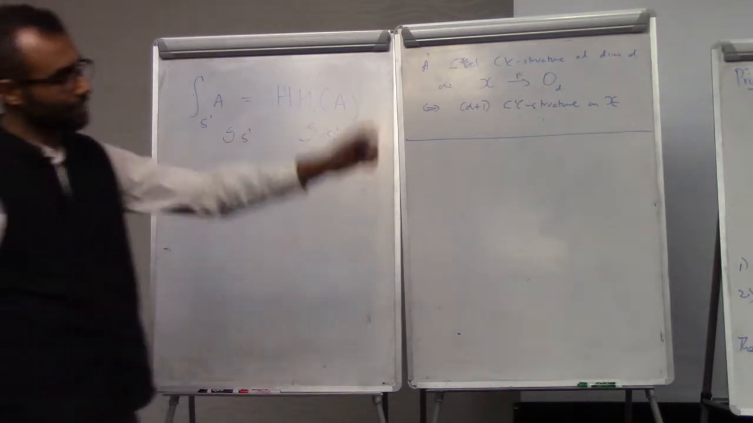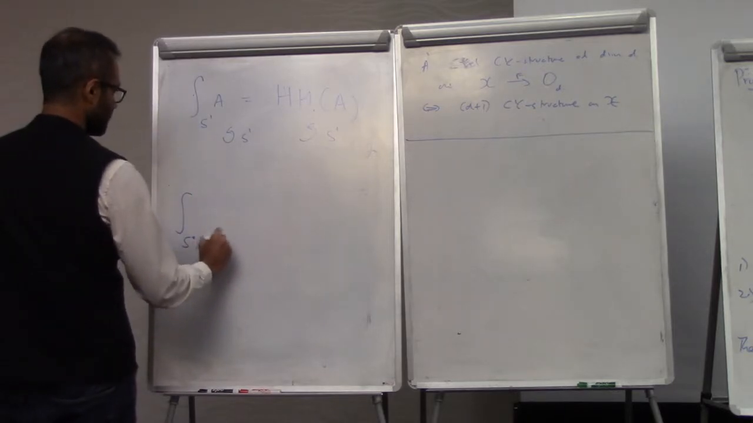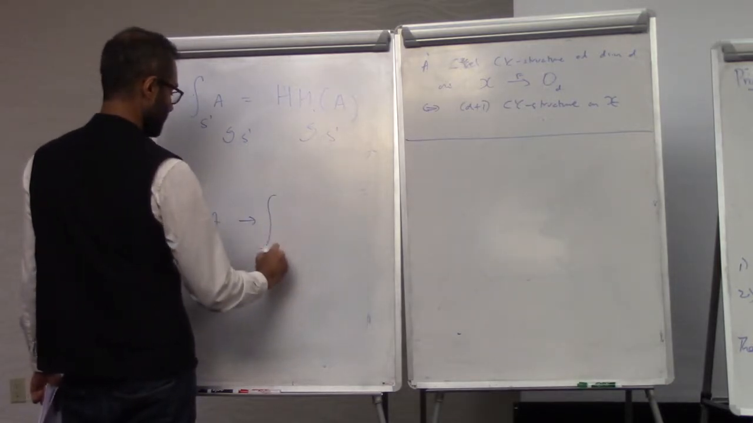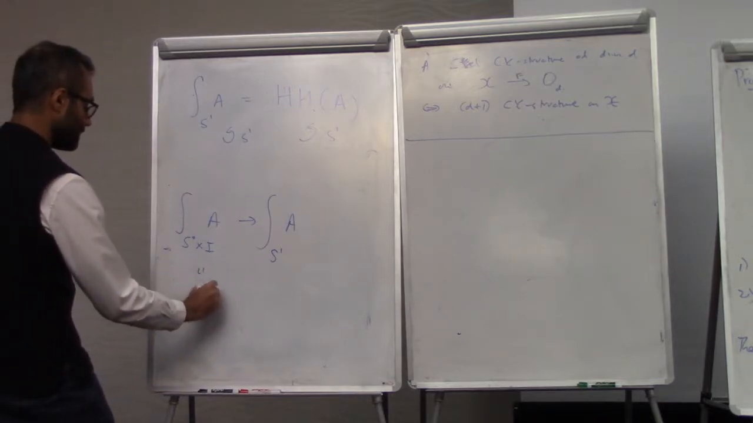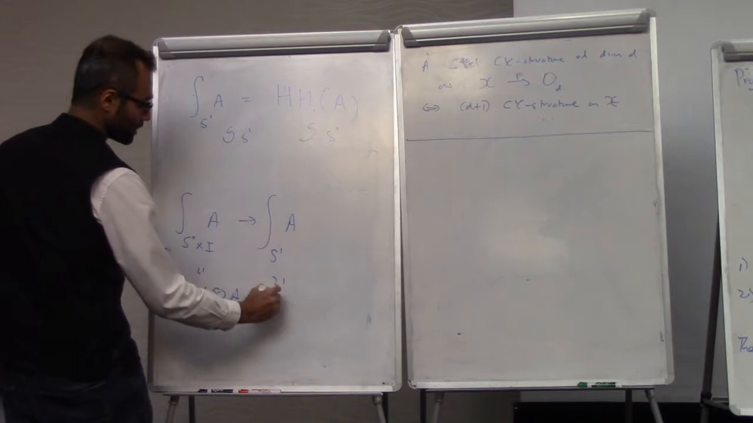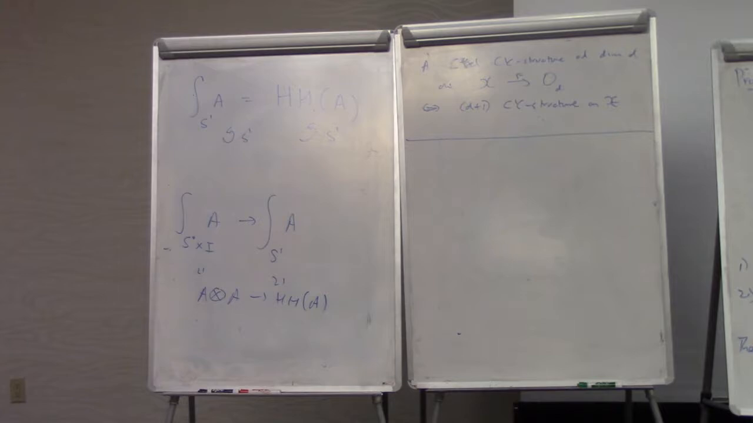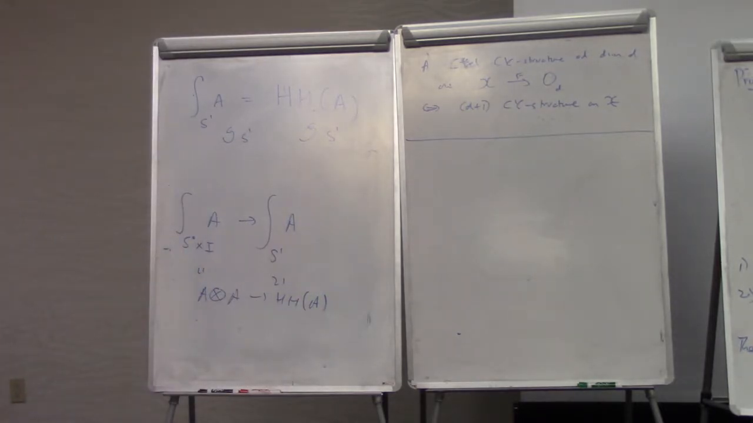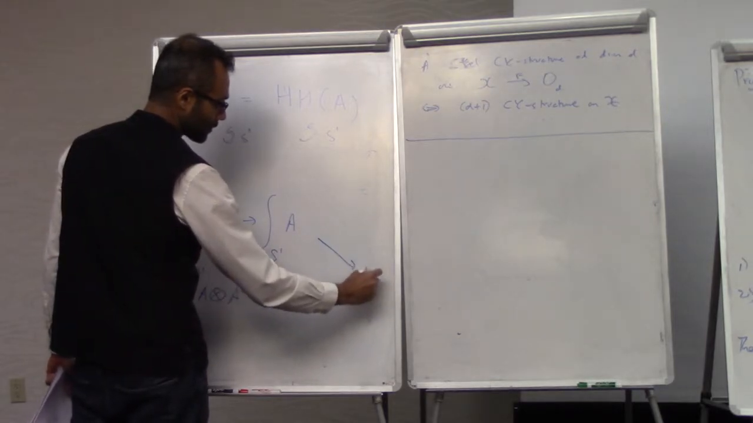And the functoriality of the extension tells me that I have a natural map from the integral over S0 cross I of A into the integral of A over S1. This thing is equivalent to A tensor A, and this thing is the Hochschild homology of A. It's called the natural map here. And a Calabi-Yau structure is an S1-equivariant map. Being S1-equivariant is not a condition but extra data, since I'm working in a homotopical setting. So it's a map from here to K shifted by minus D.